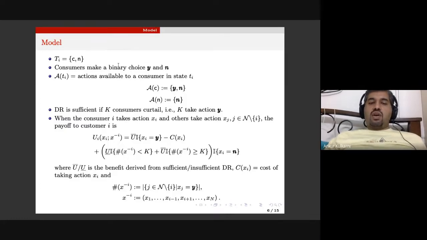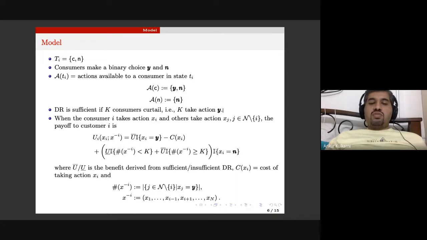Now, if the consumer is in a position to curtail, he has the choice. He can say either yes or no. He can either curtail or not curtail. If he is not in a position to curtail, then he has no choice. He's always going to say no. Okay, and we will say that DR is sufficient if capital K consumers curtail. That means if capital K consumers take action Y.